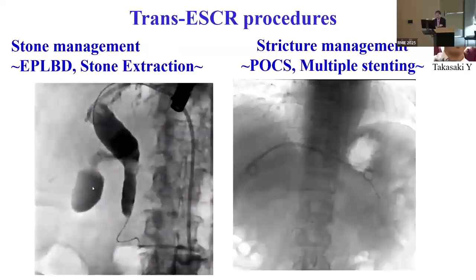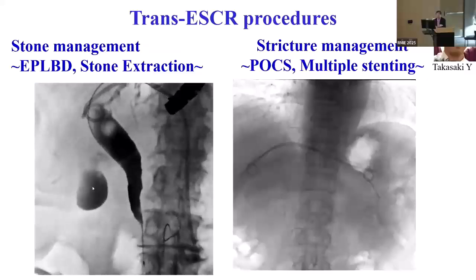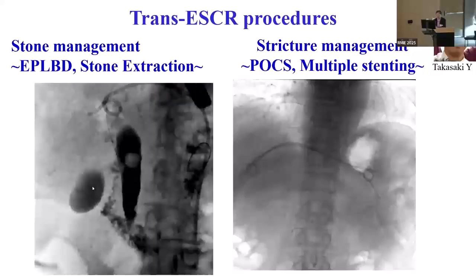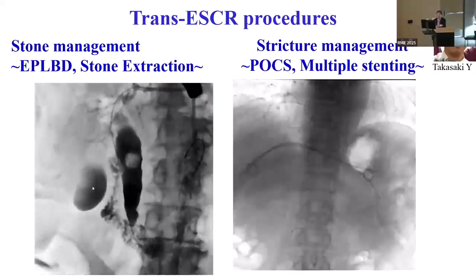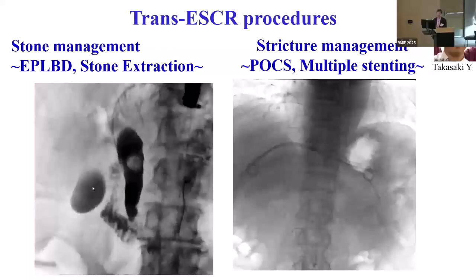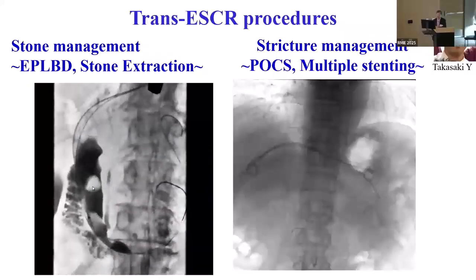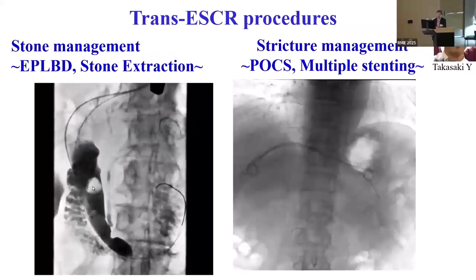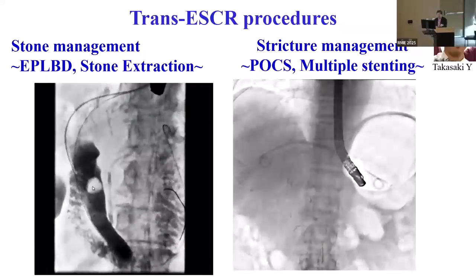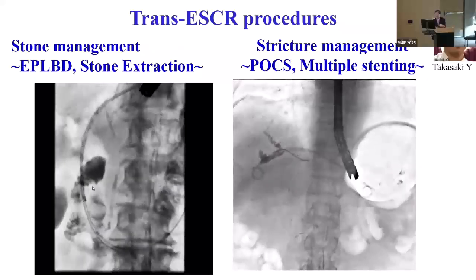And the next one is trans-esca procedures. So, CBD stone in a surgically altered anatomy case. We first place a stent, and one week later, insert the guide wire beside the stent. And we employ the double wire technique. Then dilation of the papilla, EPLBD, 12 millimeter in diameter. And finally, we can push out the stones. And also, on the right side, we place multiple plastic stents for the anastomotic stricture.